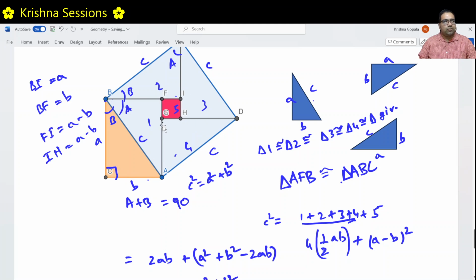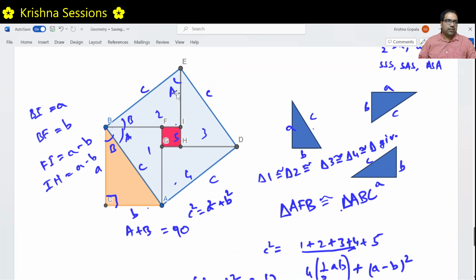That square whose side is actually A minus B. What does that mean? The length of the side of the square is equal to the difference between the lengths of the sides, or the legs, of the right angle triangle. A minus B. A is the longer one, B is the shorter one. This difference is the side of the square.